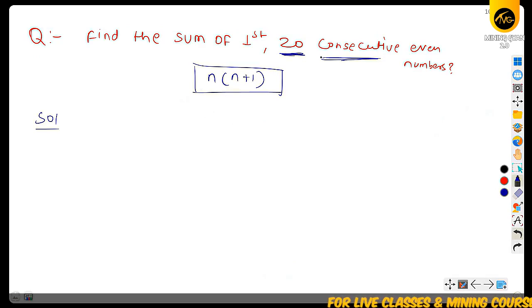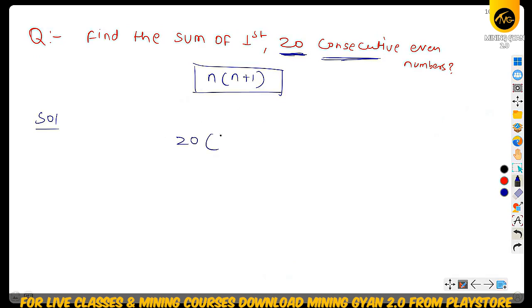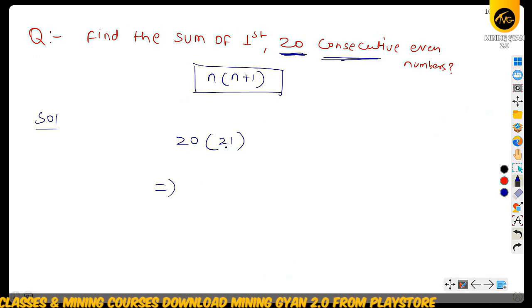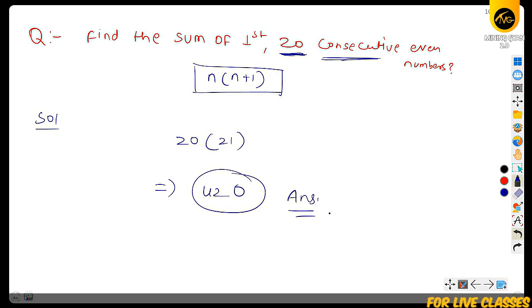In this case we have to find the first 20 consecutive even numbers using this formula. Now just put in the value of n. How many consecutive numbers do we have to find? Here 20 consecutive even numbers have to be found. That means n is 20. Now n plus 1 is 21. Just multiply both numbers and you get the answer: 20 into 21 is 420. So 420 is the answer.